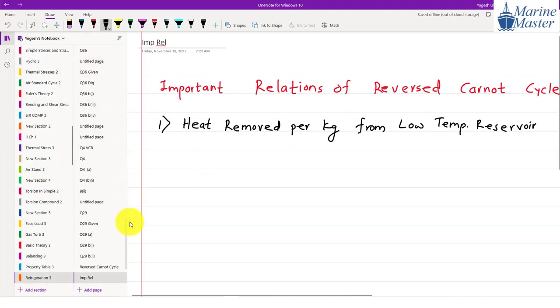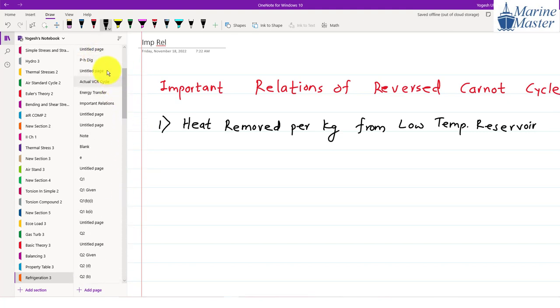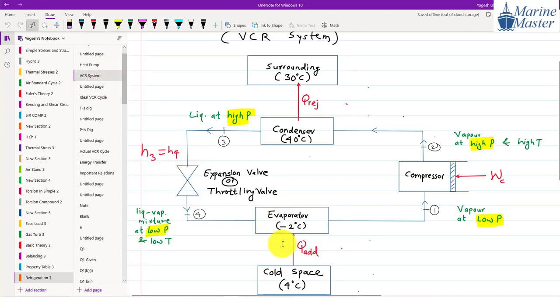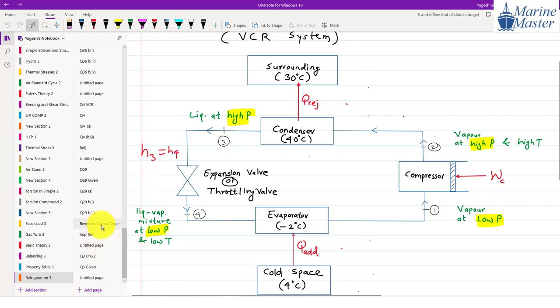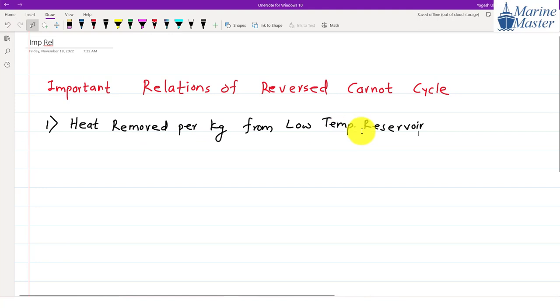If you remember our VCR system, see, low temperature reservoir. Heat removed from the low temperature reservoir, and where is that heat coming? That is the evaporator, and that is nothing but our refrigeration effect. So coming back to this important relation: we are removing heat from the low temperature reservoir, but where is that heat coming, guys?